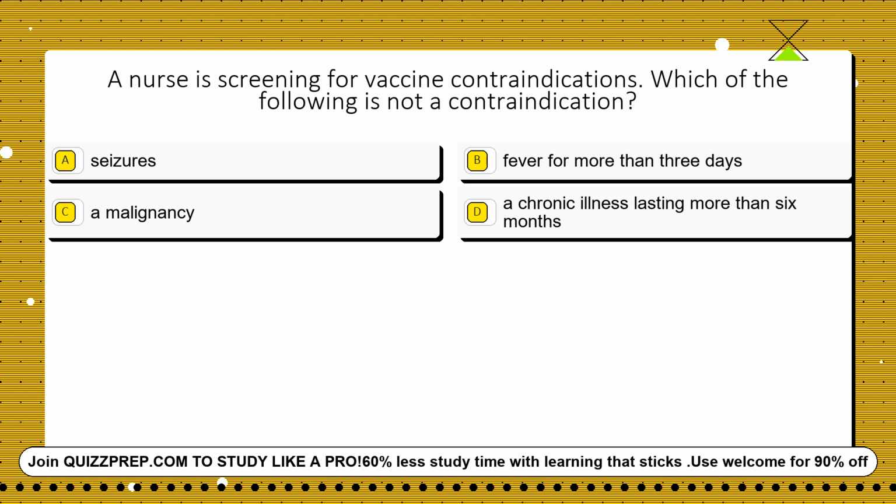Which of the following is not a contraindication? Option A. Seizures. Option B. A fever for more than 3 days. Option C. A malignancy. Option D. The chronic illness lasting more than 6 months.